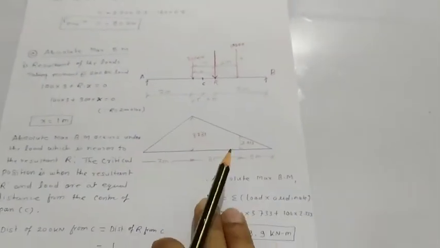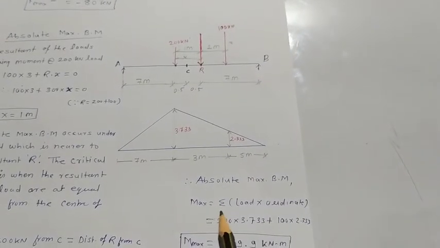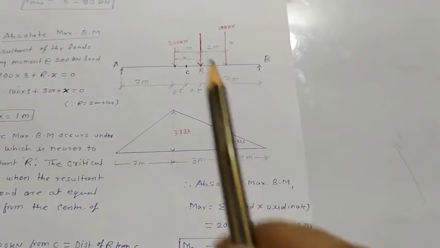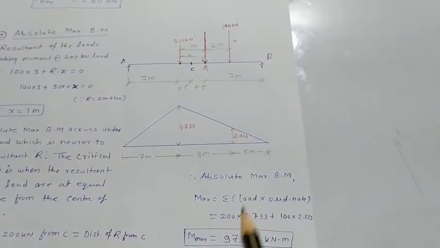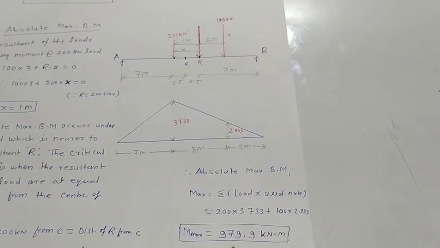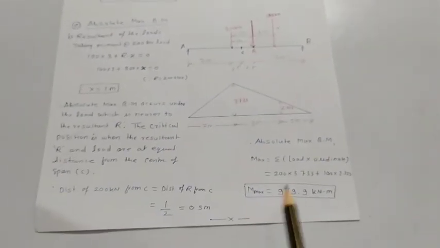So what is our absolute bending moment? The absolute maximum bending moment is nothing but the summation of load into ordinate. So 200 multiplied by this ordinate plus 100 multiplied by this ordinate. You will get the absolute maximum bending moment. Okay, thank you.